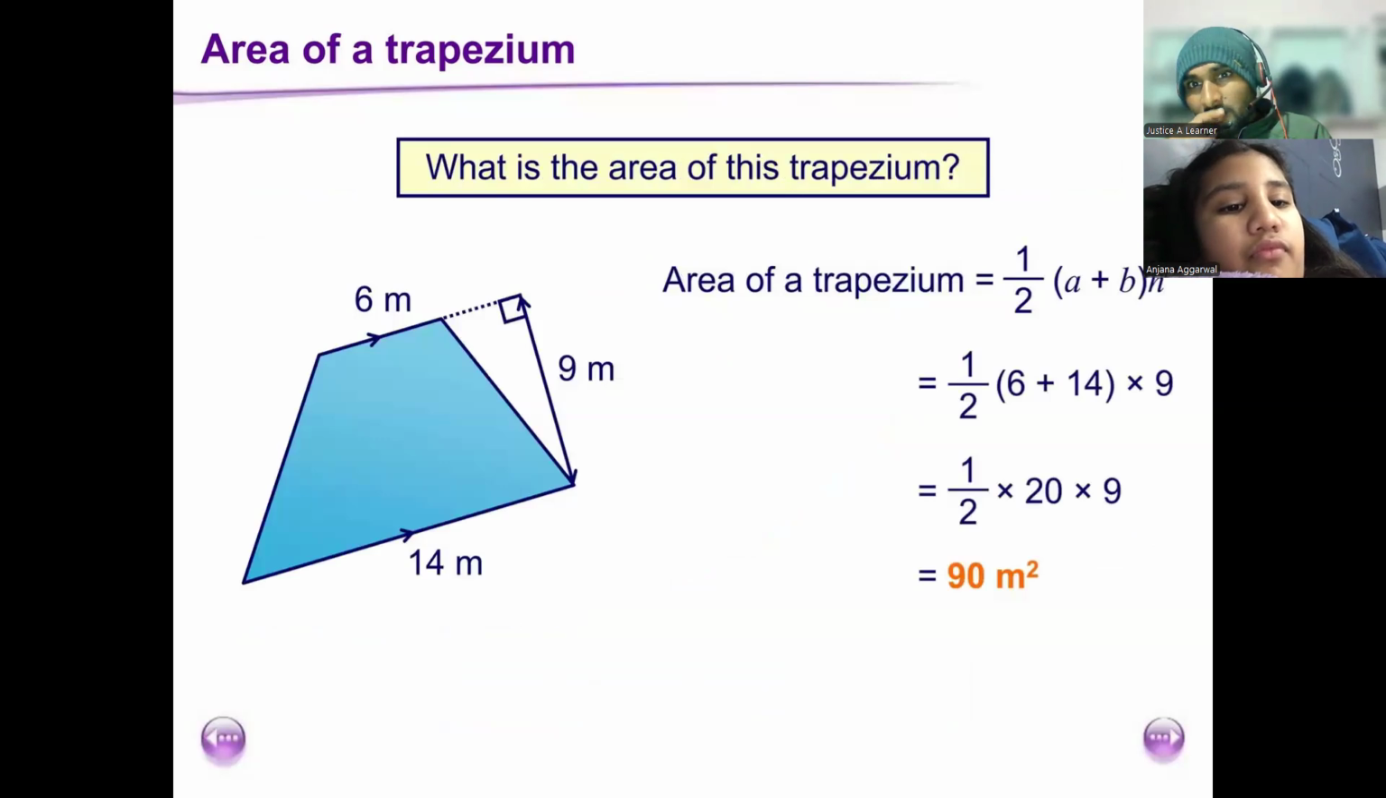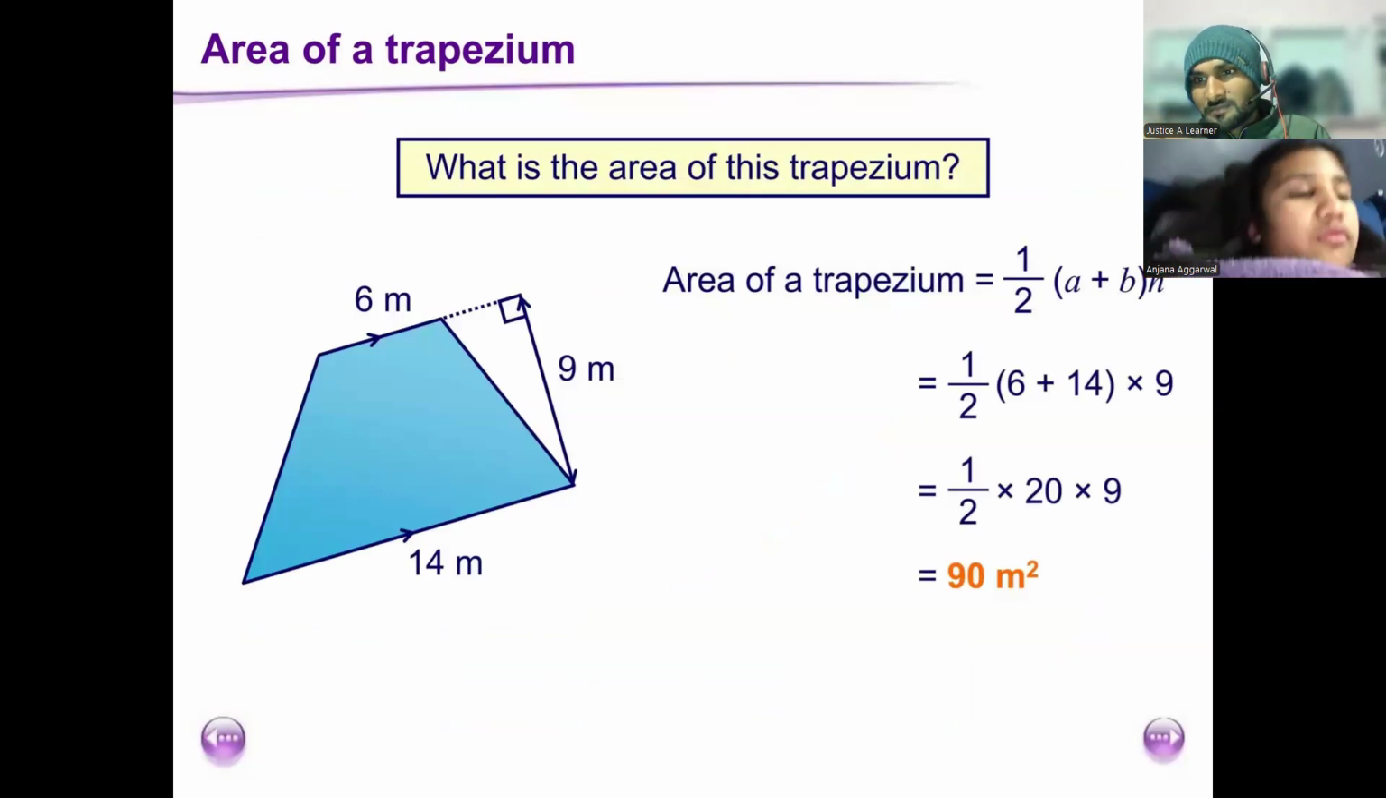So what is the area of this trapezium? Just observe it, how it is being solved.